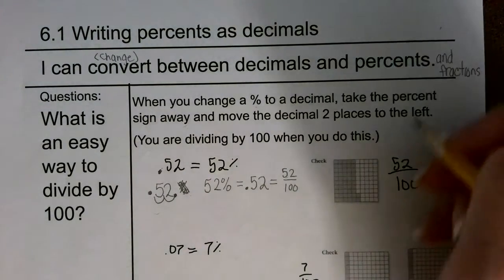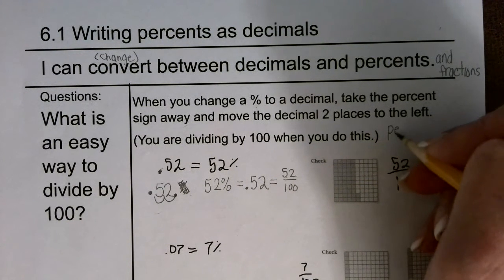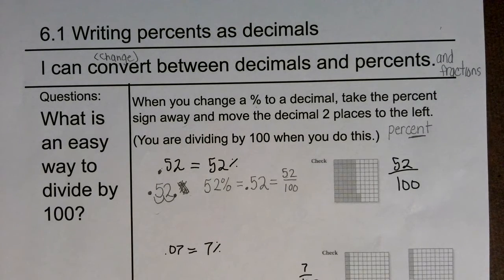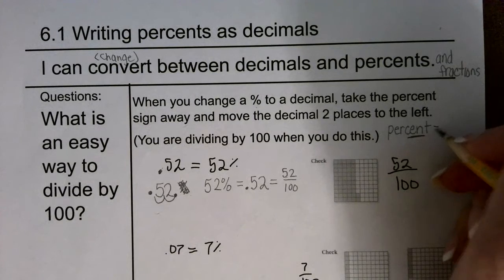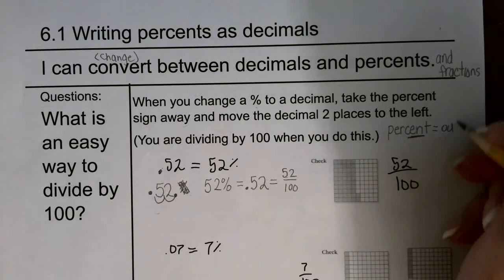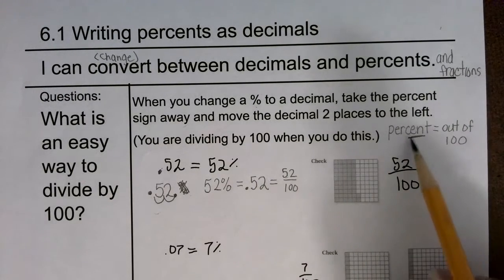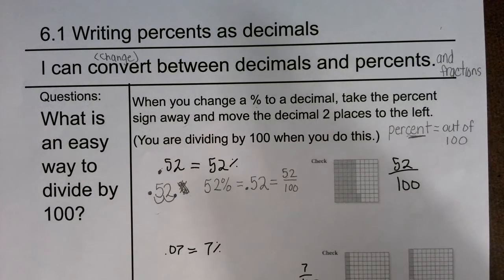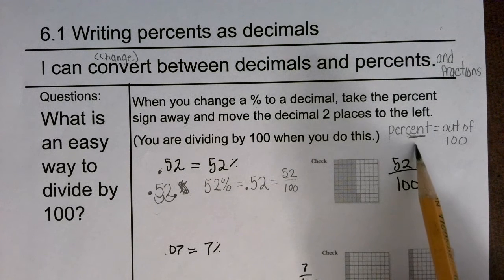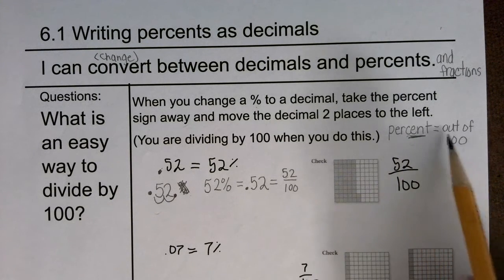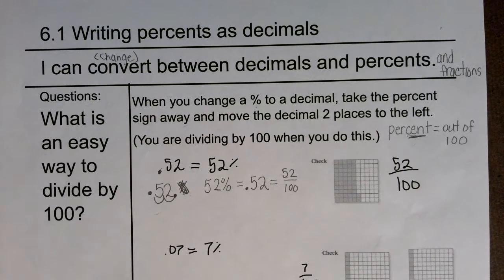When we talk about the word percent, the word percent has a stem in it that is cent. And the word percent means out of 100. If you think about cents, there are 100 cents in a dollar. There are 100 years in a century. So when we're talking about percent, we're talking about out of 100.